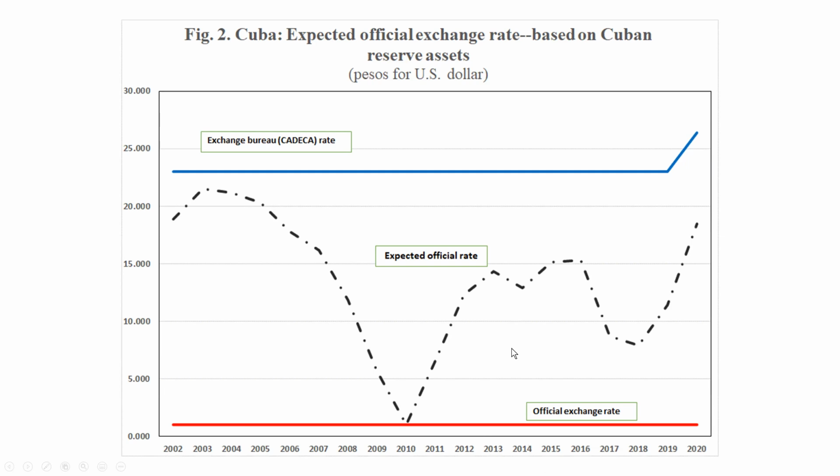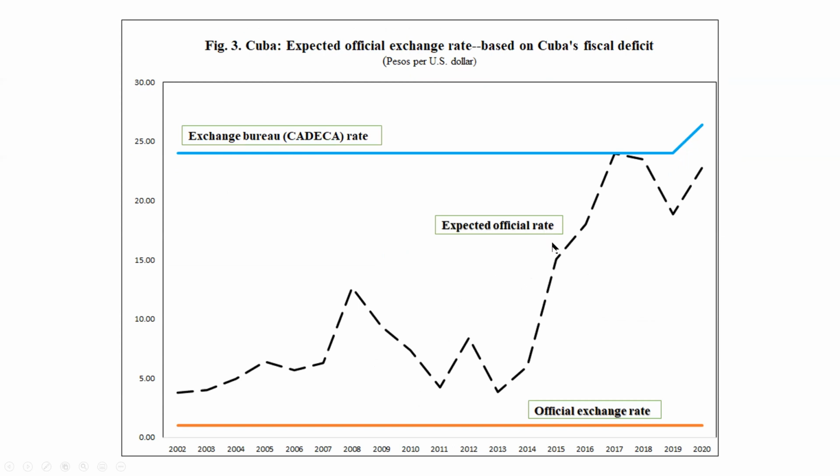Then I ran another exercise in which the variable that drives expectations, the probability of a devaluation, is not the level of reserves, but it's Cuba's fiscal deficit. Now, that might not be a good proxy for what drives the intentions of the authorities, but it's a fairly good proxy, I think, for what scares the people. When they see the exchange rate rising, because the movement in the exchange rate absorbs public saving and therefore has a negative impact on the exchange rate, when people see the fiscal deficit moving, they increase their expectation of a devaluation.